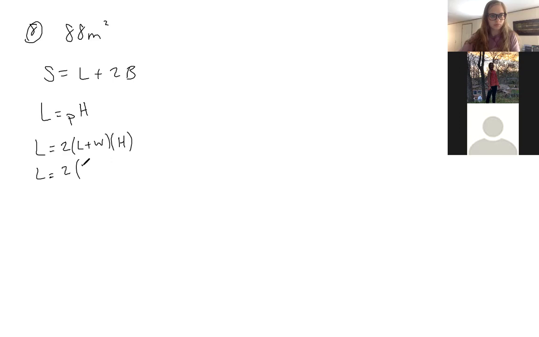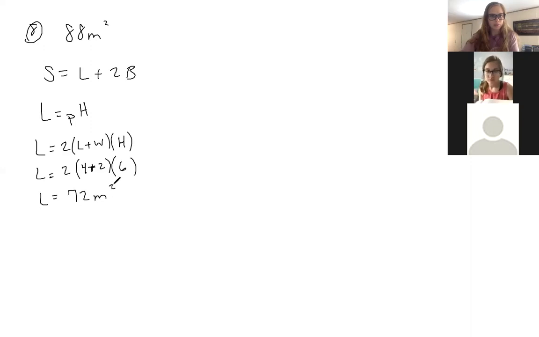It is, I'm sorry, 4 and 2. 4 plus 2. And what's the height? 6. There you go. So what is the lateral surface area? 72. 72 square meters. Now let's find the area of the base.